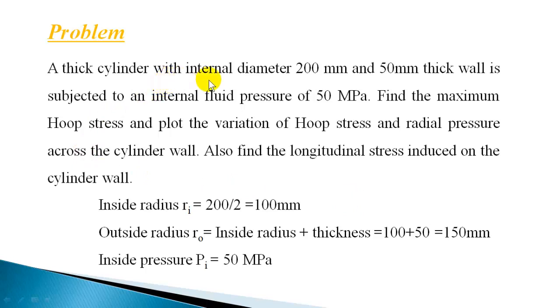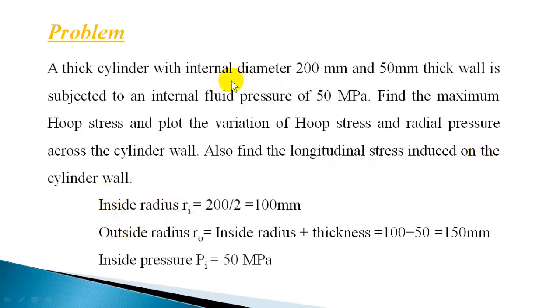A thick cylinder with internal diameter 200 mm and 50 mm thick wall is subjected to an internal fluid pressure of 50 megapascal. Find the maximum Hoop stress and plot the variation of Hoop stress and radial pressure across the cylinder wall. Also find the longitudinal stress induced on the cylinder wall.